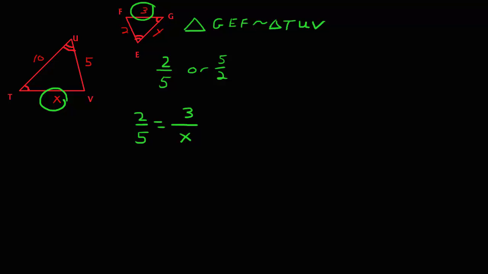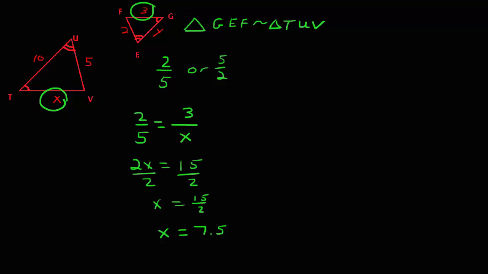I have one fraction equal to another fraction, so I can cross multiply. When we cross multiply, 2 times x is just 2x. That's going to be equal to 5 times 3, which is 15. Divide both sides by 2, and we get x is equal to 15 over 2. Or if you prefer a decimal, you could write that as x equal to 7 5/10 or 7.5.